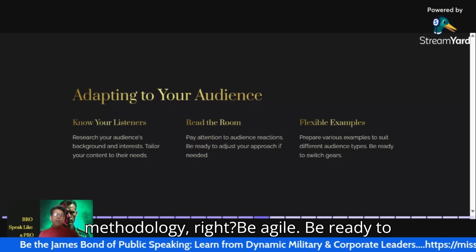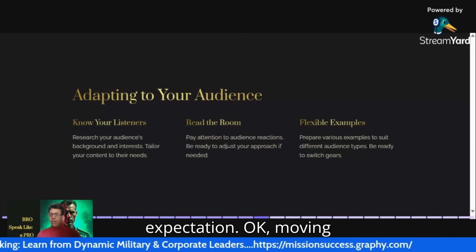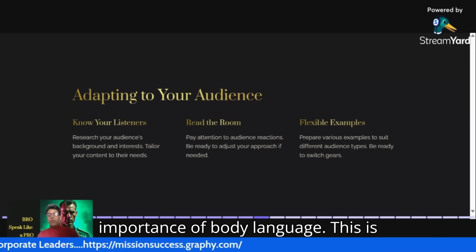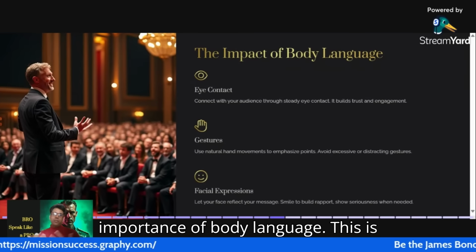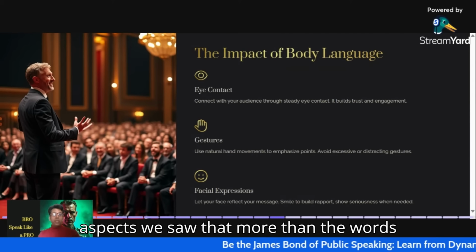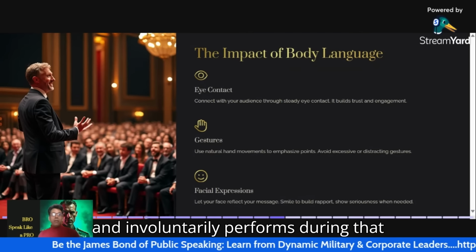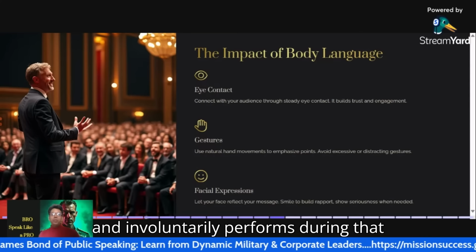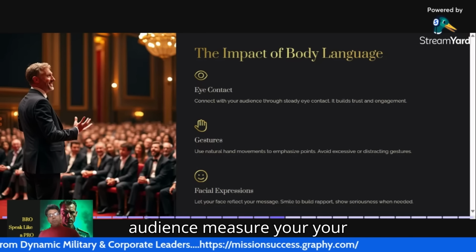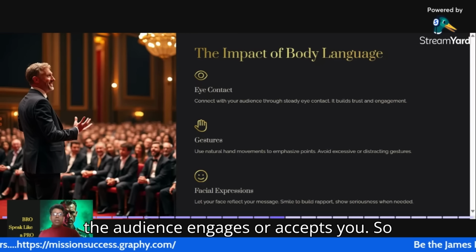Be agile, be ready to change in line with the audience expectation. Okay, moving ahead, let's have a look at the importance of body language. This is now also one of the most important aspects. We saw that more than the words is how your body voluntarily and involuntarily performs during that particular presentation. The audience will measure your confidence level and how the audience engages or accepts you.